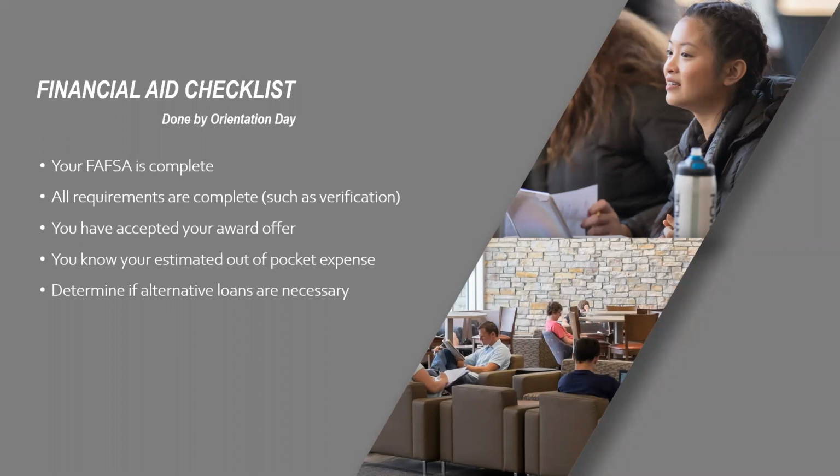There's a list of things that we really recommend that you have done, but by the time you attend orientation, your FAFSA needs to be complete. You need to have any missing requirements, such as verification, complete by that time. Ideally, you will have accepted your financial aid offer, and you will know what your out-of-pocket expense is going to be. And then you will have determined whether or not you will need alternative loans.